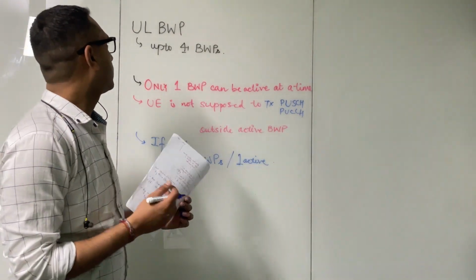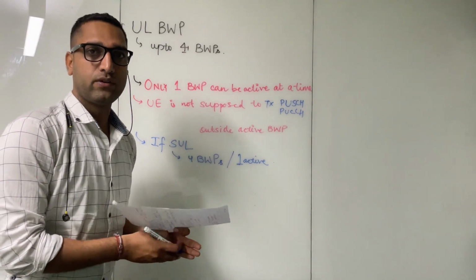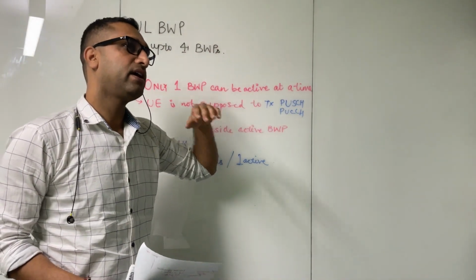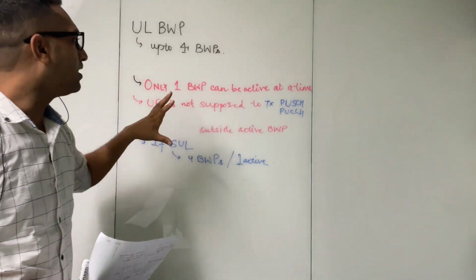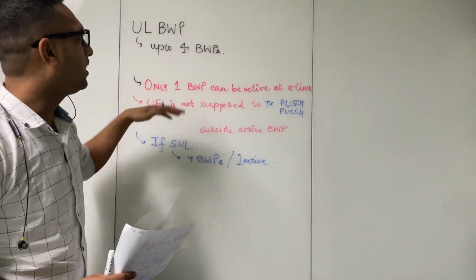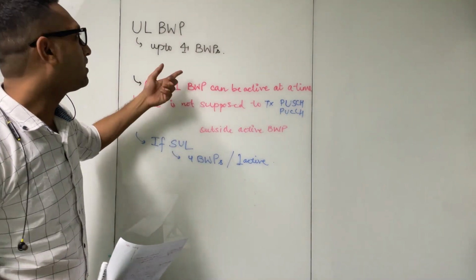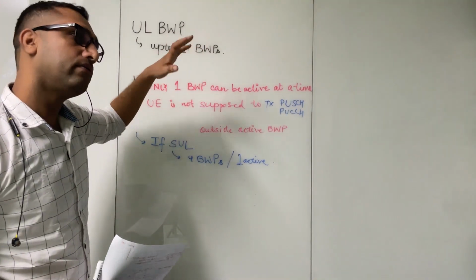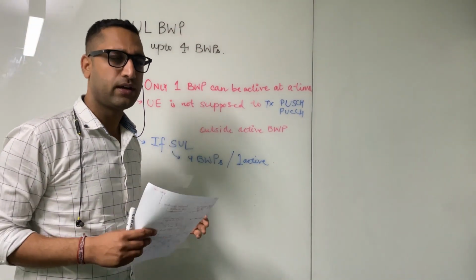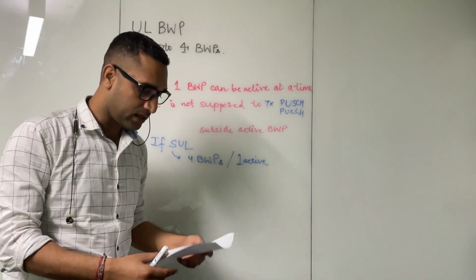So that's about UL BWP. Basically, we are parting the bandwidth, and we are giving one active part for uplink and one active part for downlink to the UE, and the UE has to operate in that. Although we can configure 4, the UE will be operating in a single BWP. That's the gist of it in both uplink and downlink.